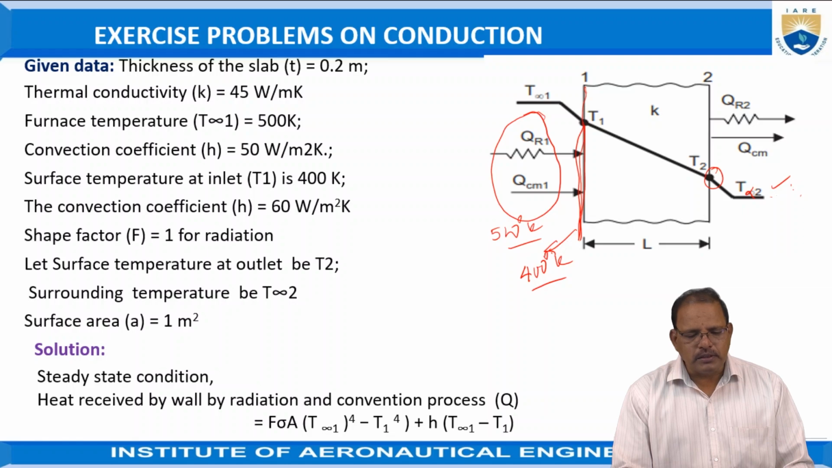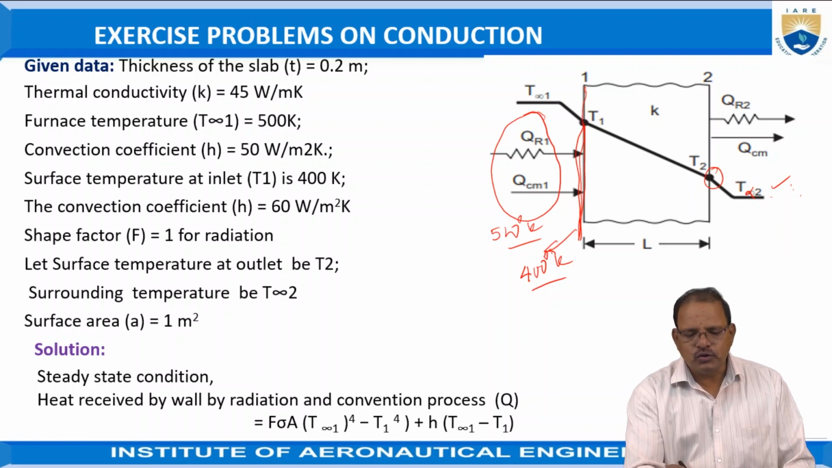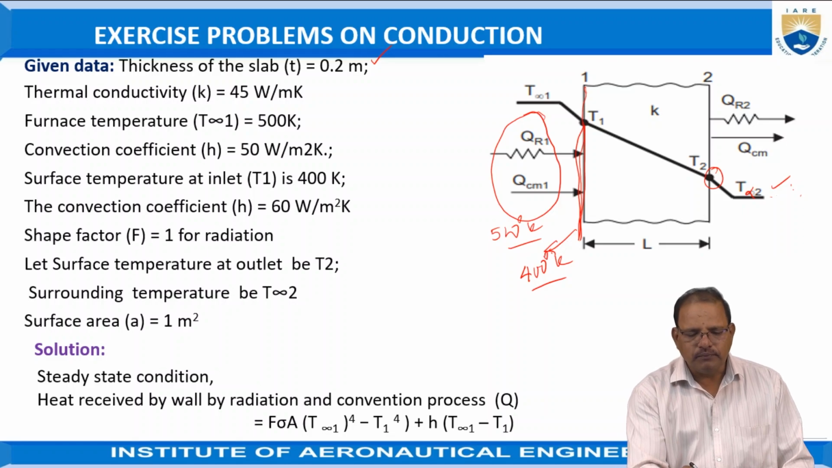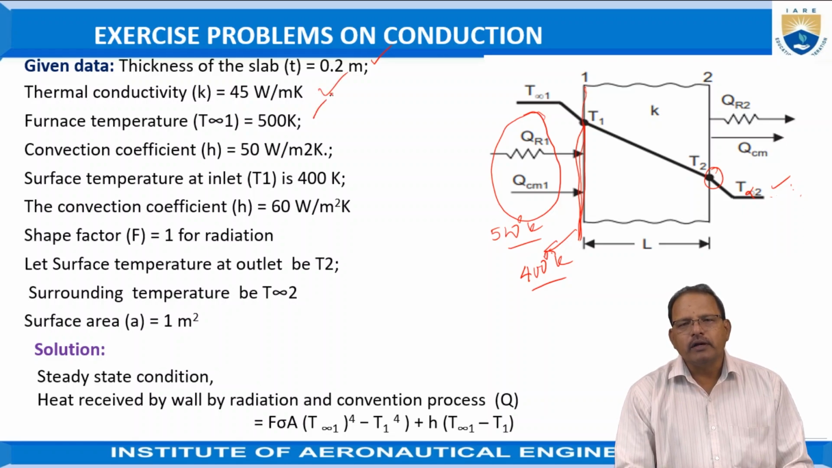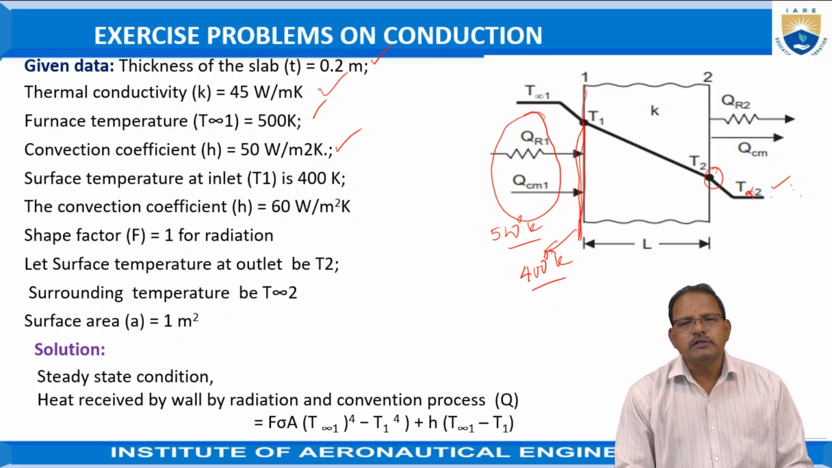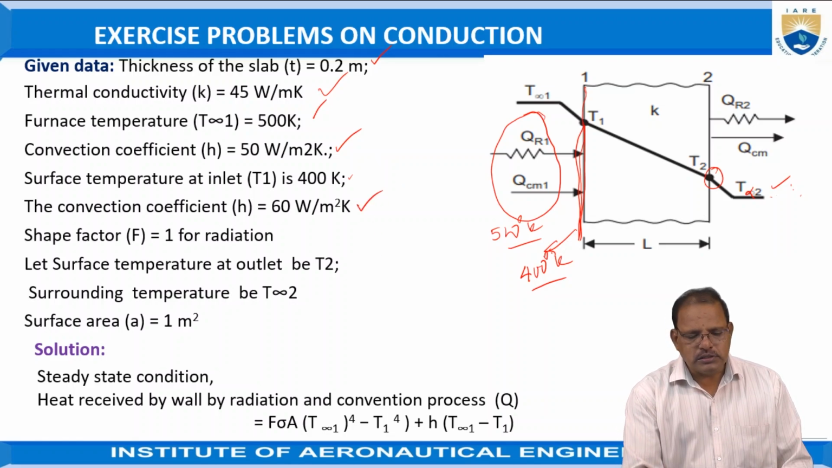Okay, the given data in the problem: the thickness of the slab is 0.2 meters. Thermal conductivity K of the material is 45 watts per meter per degree Kelvin. Fluid temperature is 500 degree Kelvin, and the coefficient of convection is 50 watts per meter square per degree Kelvin. The surface temperature at inlet, represented as T1, is equal to 400 Kelvin. Convection coefficient of the hot fluid is given as 60 watts per meter square per degree Kelvin, and the shape factor is equal to 1 at the inlet.